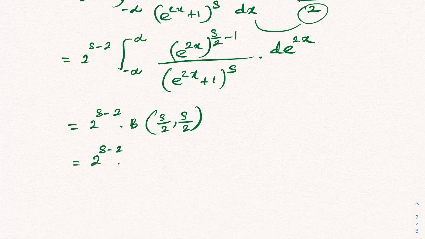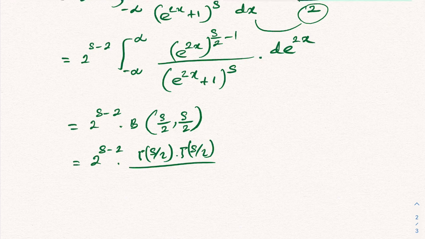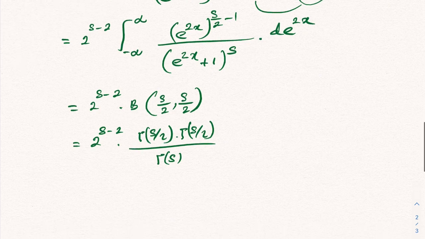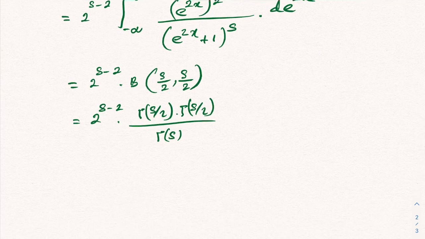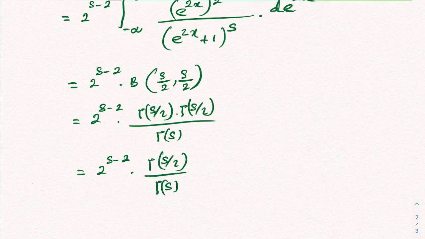Now we know the relation between gamma function and beta function; we talked about it many times. So we know here gamma of s over 2 times gamma of s over 2 over gamma of s over 2 plus s over 2, which is gamma of s. Okay, then we need to simplify. So here 2 raised to the s minus 2 times gamma of s over 2 over gamma of s. Then here we have gamma of s over 2.